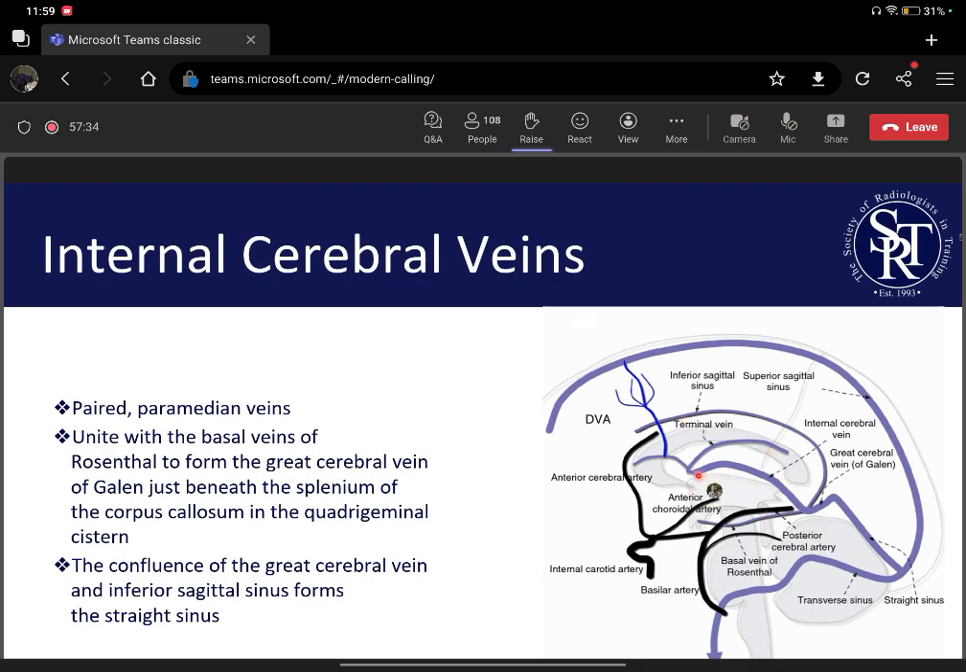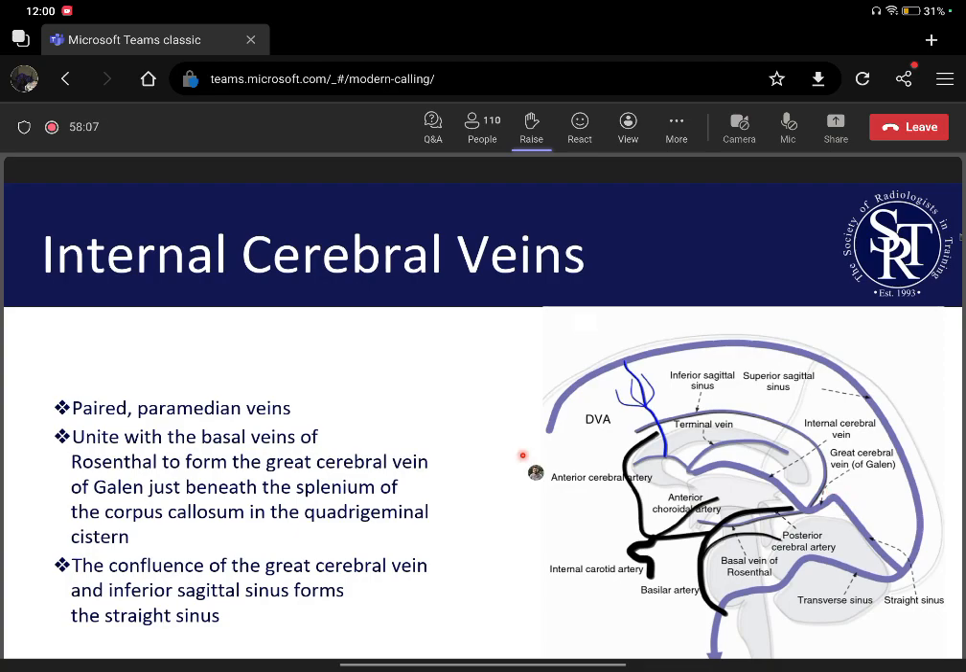So we have internal cerebral veins, which are paired paramedian, so they're on either side of the midline, and they unite with these smaller veins that are over here, which are called the basal veins of Rosenthal. So the internal cerebral vein plus the basal vein of Rosenthal together, they join to form the great cerebral vein of Galen. And then you will have the inferior sagittal sinus, which will drain with the great vein of Galen at the straight sinus. So they join together at this confluence over here.